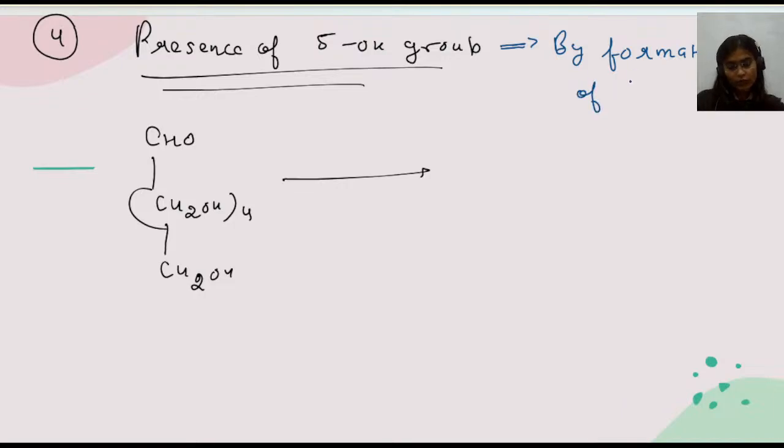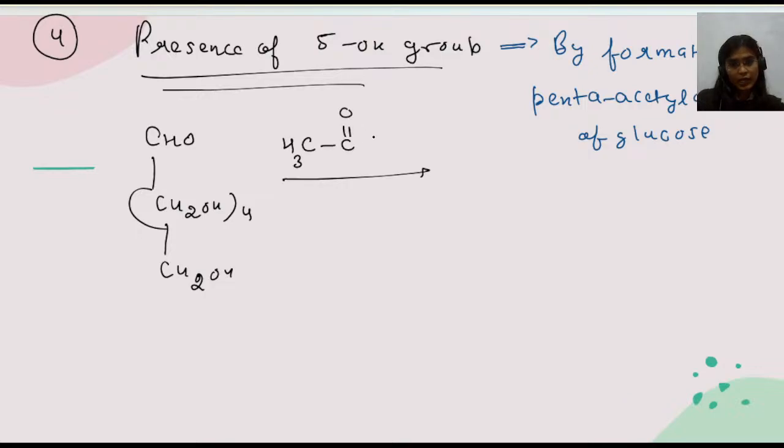This is just a theory: by the formation of the penta acetyl derivative of glucose. How? I will tell you, just wait. In this we are using an anhydride. Which kind of anhydride are we using? CH3CO, O, COCH3. This reaction we discussed so many times.